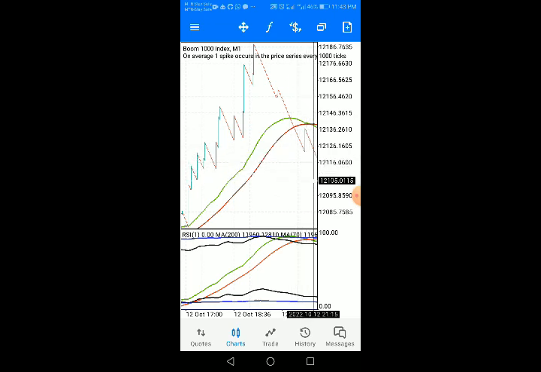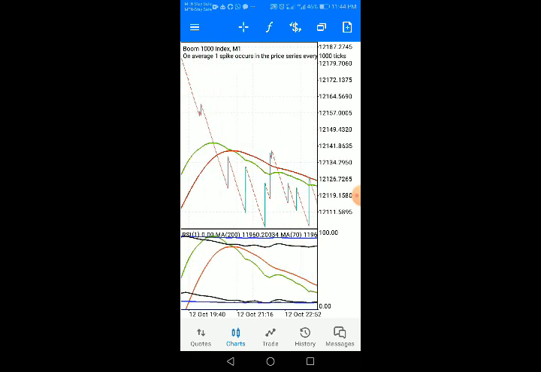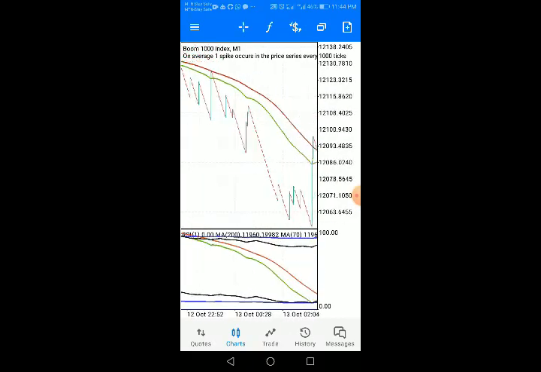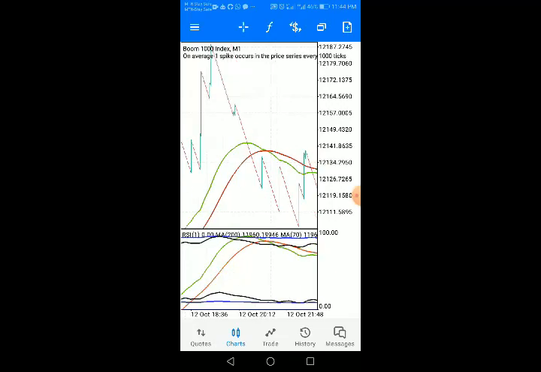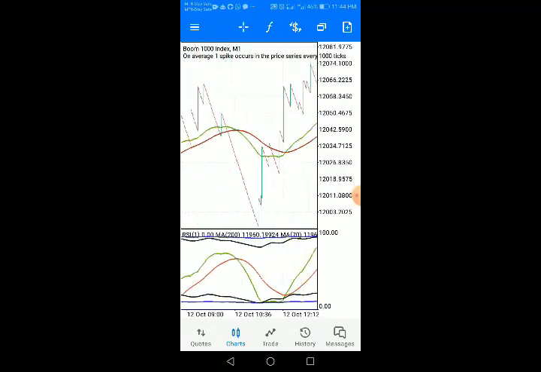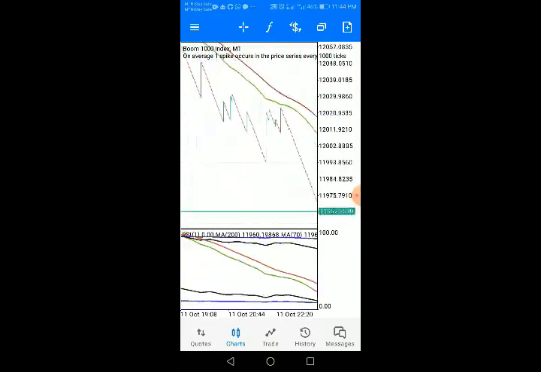This is a very accurate, a very lovely signal that I gave here. Cross on both the main chart and the indicator window. So after the crossing, the market started going down. You can see a lot of profit would have been made if that was followed. This one was not the correct signal.